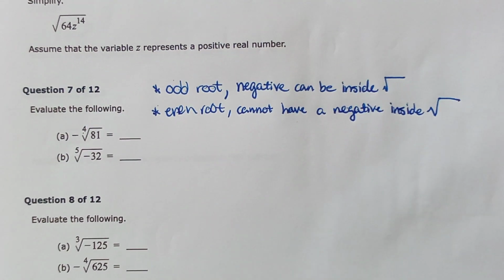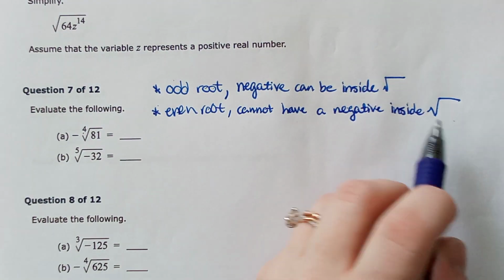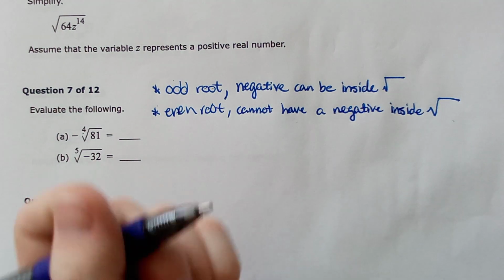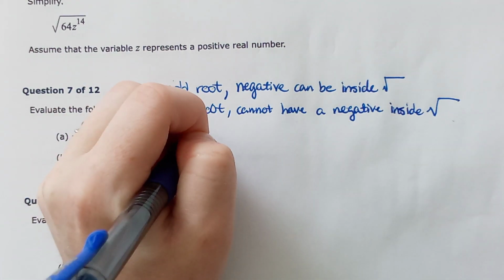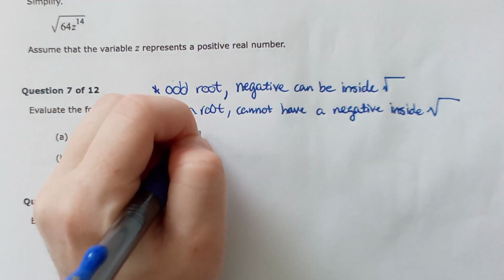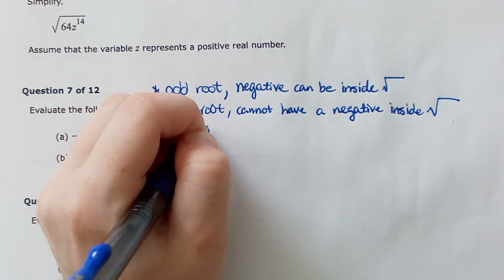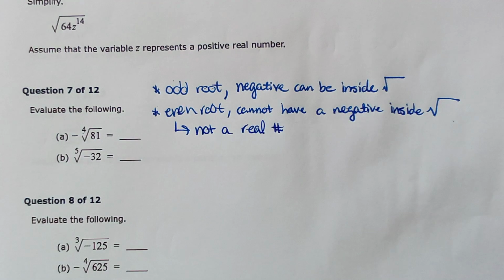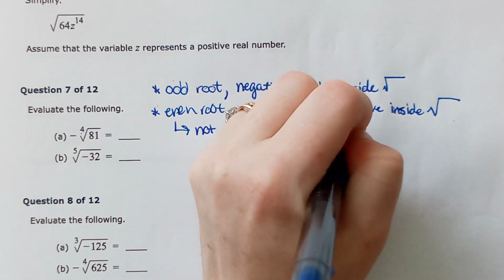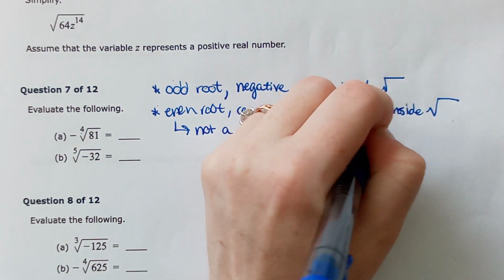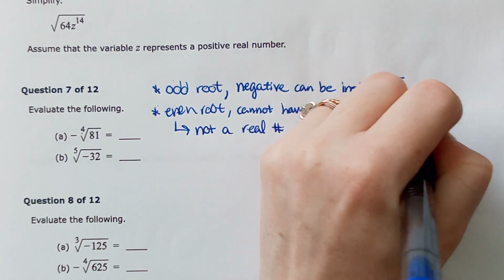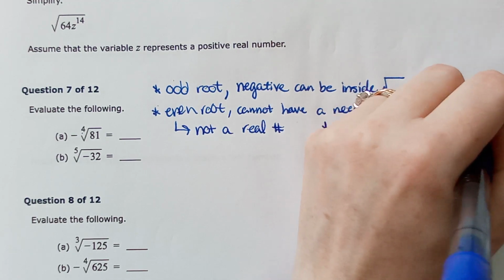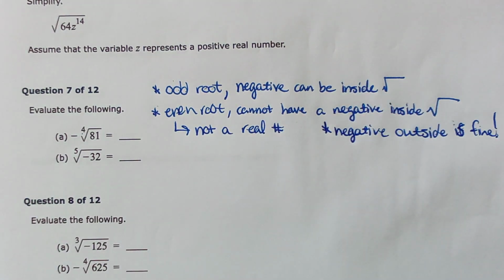Alright, you can't multiply things or square them enough to get a negative out. Right, it doesn't work. So in this case, if you have a negative inside, it's not a real number. And there should be a little option on Alex for that. Okay, a negative outside is fine though, in either case.